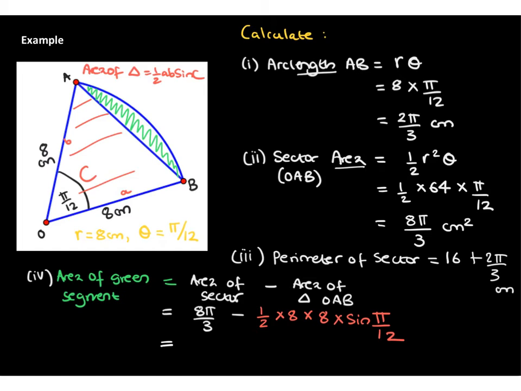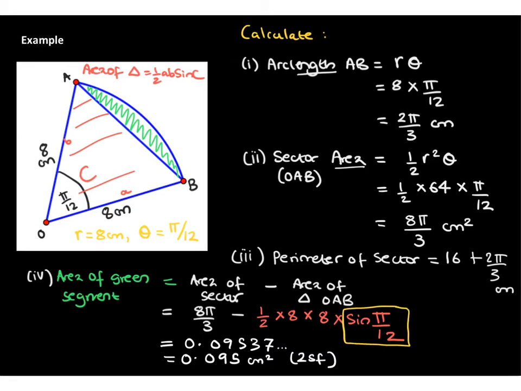Now, you should find you get a very small decimal answer of 0.09537... So we could say 0.095 centimetres squared to two significant figures. But the key purpose of this calculation here is to make sure that you understand how to perform a calculation like sine pi by 12 using your calculator in radians mode.